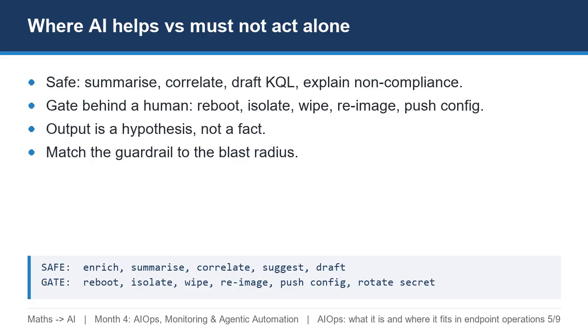So where does AI genuinely help? Read-only or low-risk work: summarizing an incident timeline, clustering duplicate alerts, drafting a KQL query, explaining why a device is non-compliant. These are safe because a human still decides what to do with the output. The dangerous category is consequential or irreversible action. Wiping a device, rotating credentials fleet-wide. Those must never run on a single AI inference.